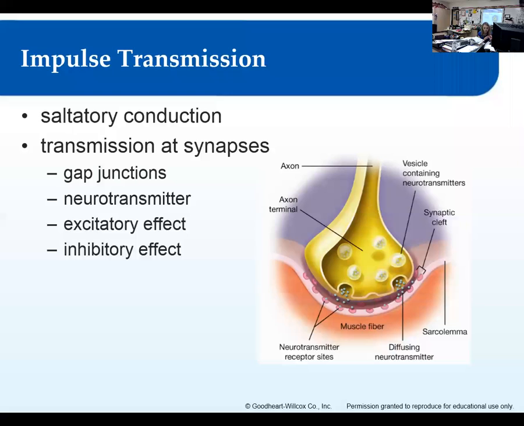Number 3, vesicles inside the terminal attach to the cell membrane. Number 4, the neurotransmitter is diffused across the synapse. Number 5, the neurotransmitters move to the neuron or the muscle fiber, whichever one they're going to. Neurotransmitters go to adjacent neuron or muscle fiber. And number 6, enzymes remove the neurotransmitters.